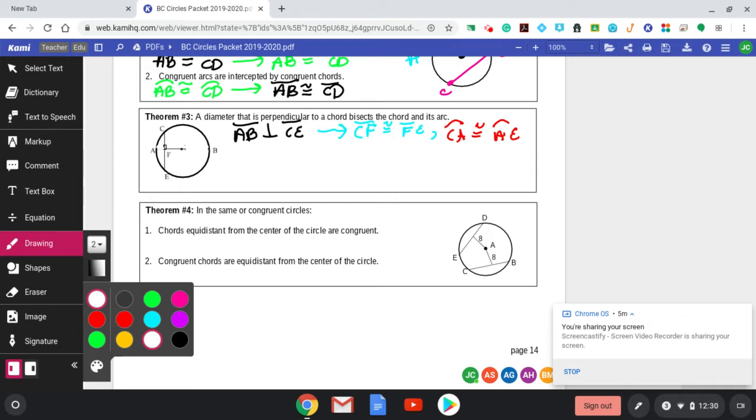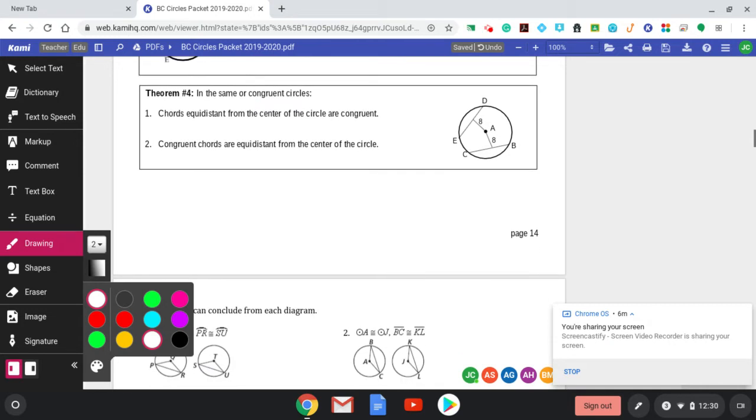You just see that piece right there. As long as it's coming from the center, going through the center, perpendicular to a chord, this theorem still applies. Next one here, number 4, and then we'll start practicing.